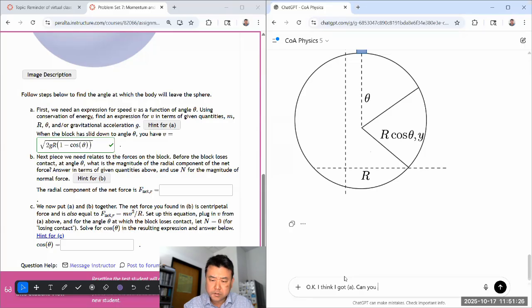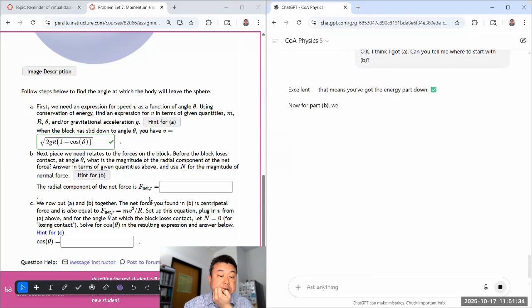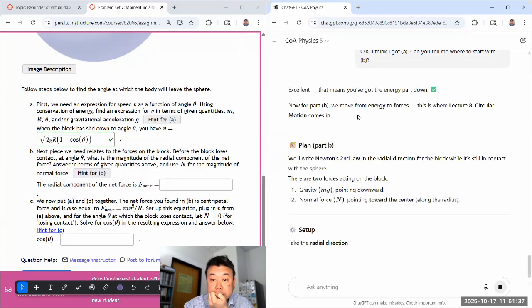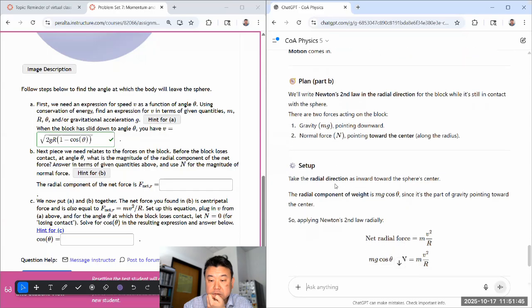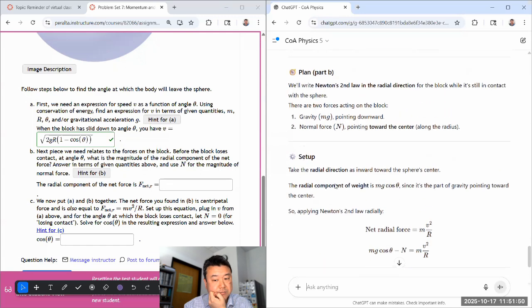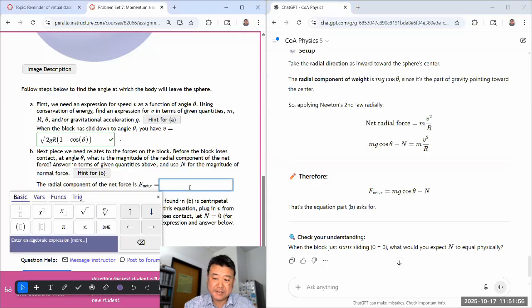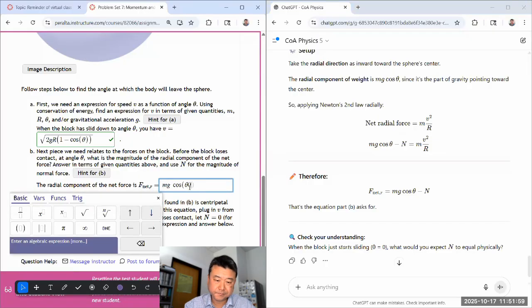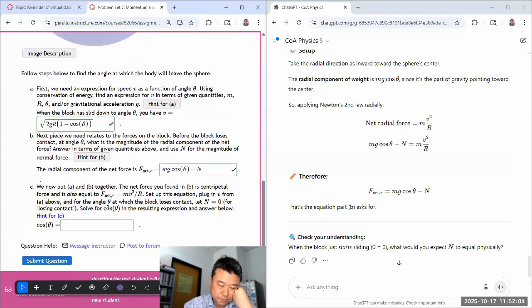Can you tell me where to start with b? So this should be force analysis now. Standard strategy. Energy to forces. Yeah. Second line, the radial direction. To forces. So I think if I ask it to draw a free body diagram, I think it's gonna be, and it's still giving me a lot. It is answering the question for me, because it gave me an answer I could just plug directly in.